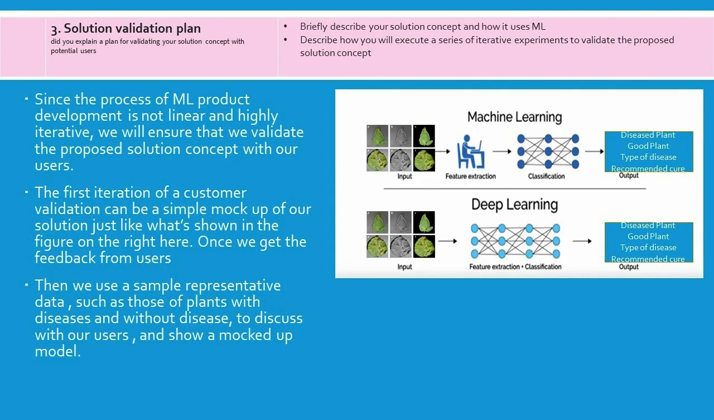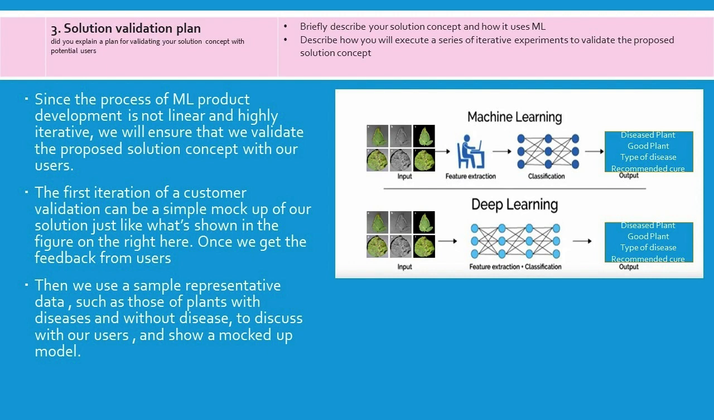Now, since the process of ML product development is not linear and is highly iterative, we will validate the proposed solution concept at each step with our users, as we have learned in our course. The first iteration of customer validation can be a mock-up of our solution, as shown here, where we present how the model will take input and produce results.